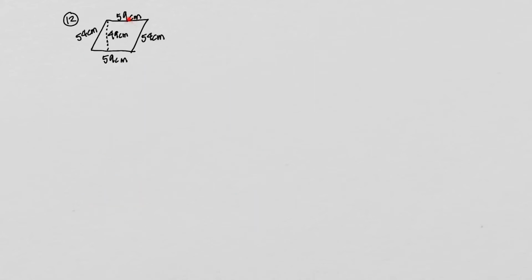So let's try to find the area of this figure here. Now it looks like a parallelogram, and what we could use, I guess, is just the area formula for a parallelogram. Why don't we just do that? The area formula for a parallelogram is base times height. I'll use the 59 for the base and the 49 for the height. So we'll get 59 cm times 49 cm. And that'll give us an area of 2891 square centimeters.